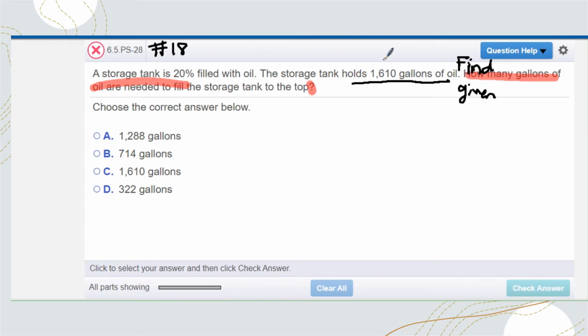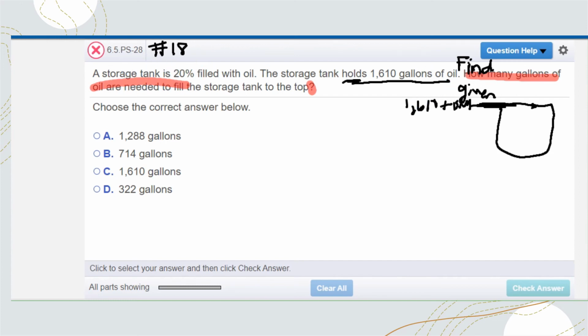Remember, the formula for percent is that percent is a part to whole ratio. So we know this is not the percent, not the whole percent or the part percent. But is this 1,610 gallons of oil a part of the whole? It says the storage tank holds. So if you have a storage tank, and all that it can hold is going to be all up here, so this is the total. So the total in this case is going to be 1,610.